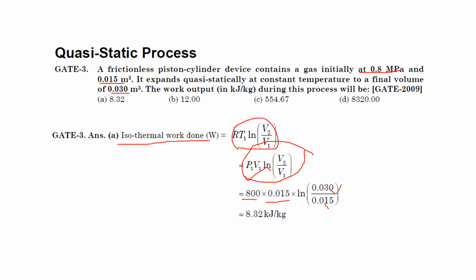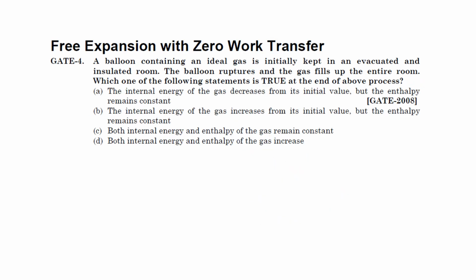Okay, this is V2, this is V1. So if you simplify, you will get 8.32 kilojoule per kg. It's A. Okay, answer is A. It's a simple formula based question. Next question, free expansion with zero work transfer.